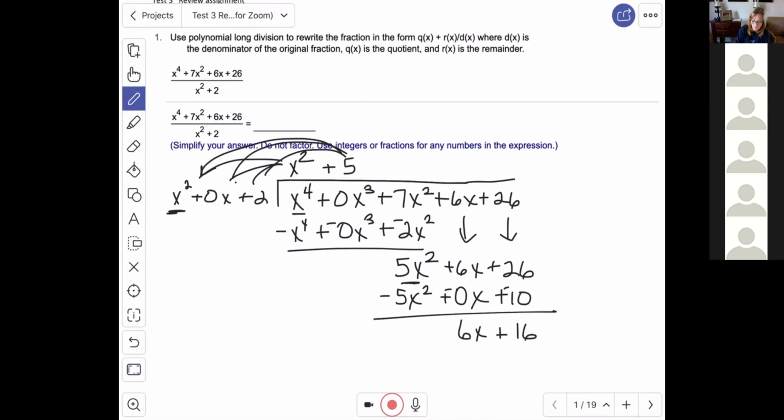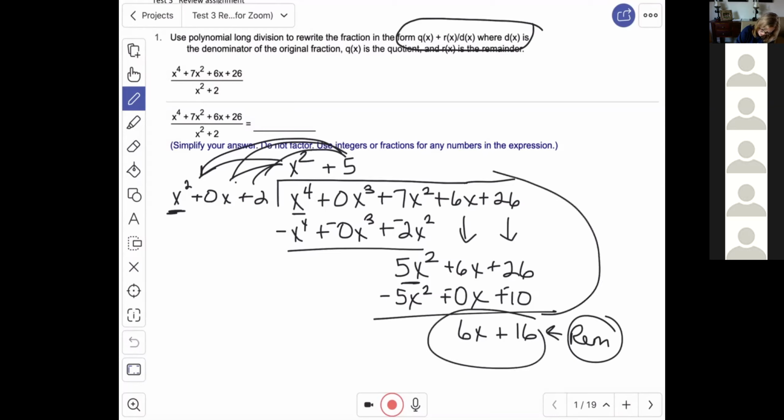Okay, that's our remainder. The way that Pearson is asking, and they tell you this in the directions, is they want you to write the answer. You bring the remainder up here, okay? You want to write it plus the remainder over what you divided by, which was x squared plus 2. That's how they want you to write it. So let me write it neater over here. This is definitely your quotient, right? And then plus the remainder.